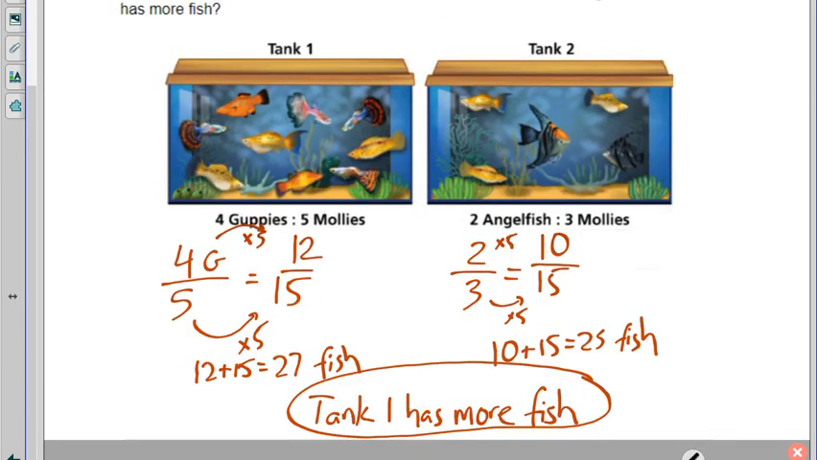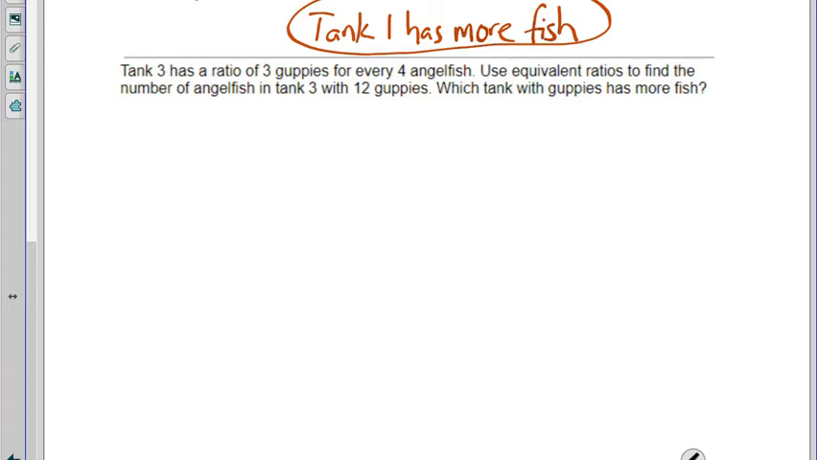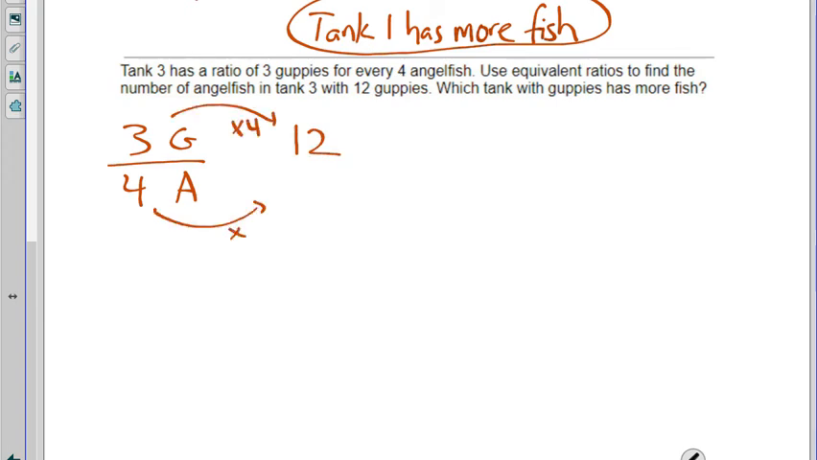All right, we've got a third tank, and it has a ratio of 3 guppies for every 4 angelfish. And we want equivalent ratios to find out the number of angelfish in tank 3 since it has 12 guppies. So we want to get the 12. The 3 times 4 is 12. So 4 times 4 is 16 angelfish.